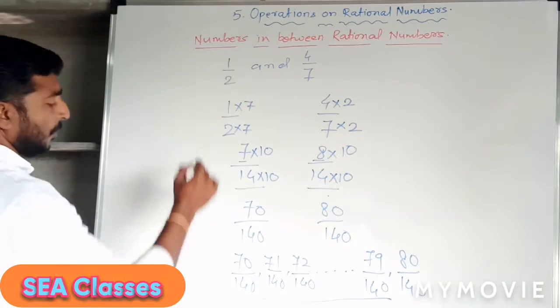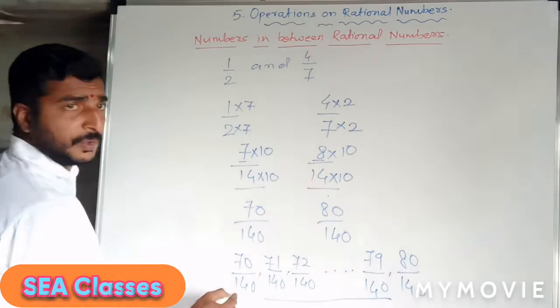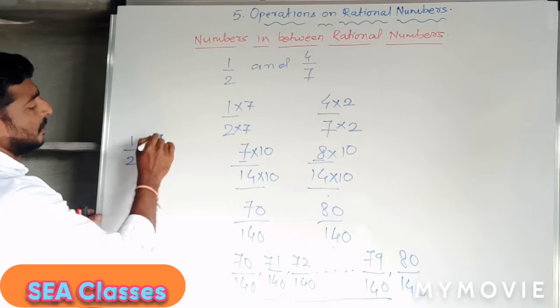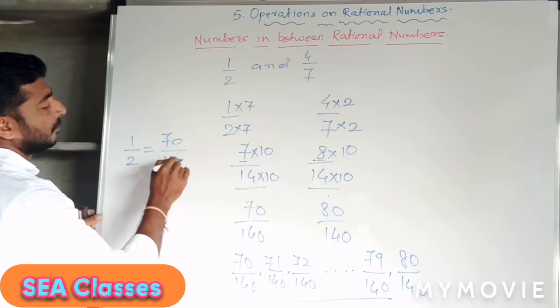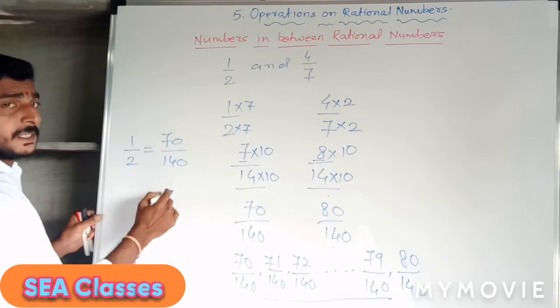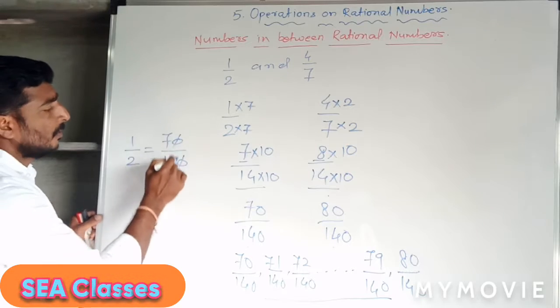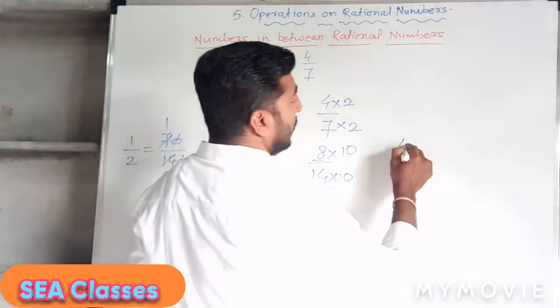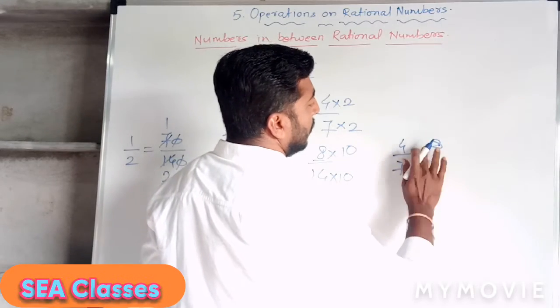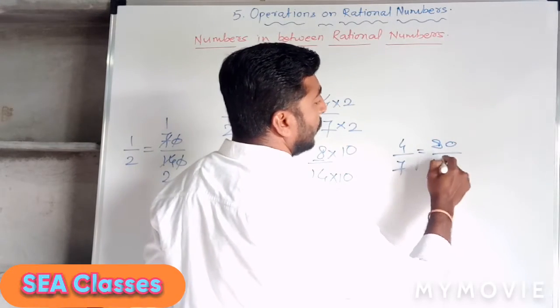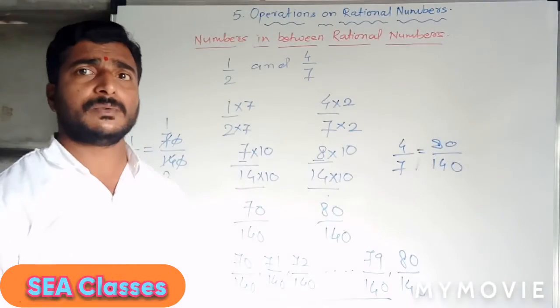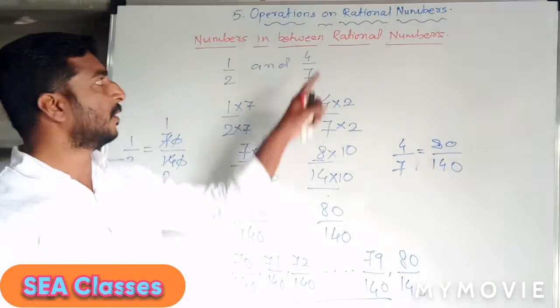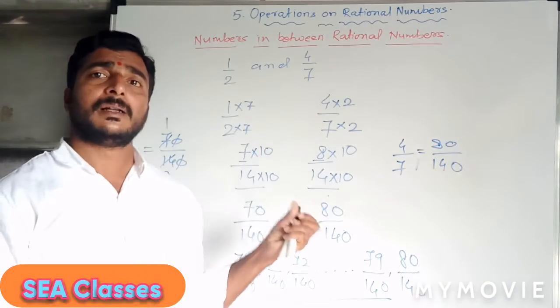Now you will see that 1/2 and 70/140 are equivalent fractions. 1/2 is equal to 70/140. How? See. Similarly, 4/7 is equal to 80/140. They are equivalent fractions because we are multiplying the numerator and denominator of 4/7 by the same number.